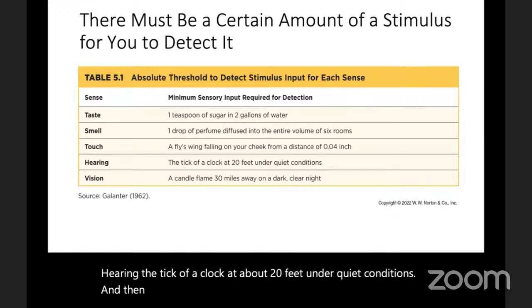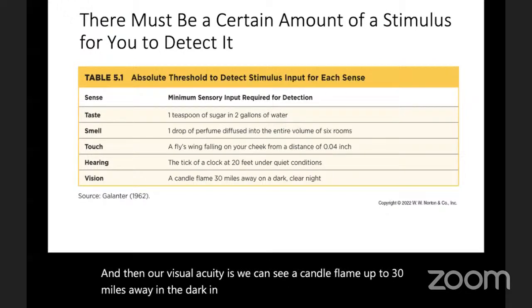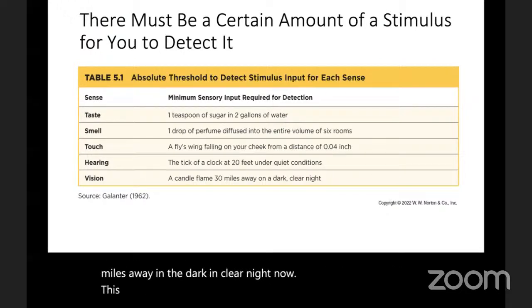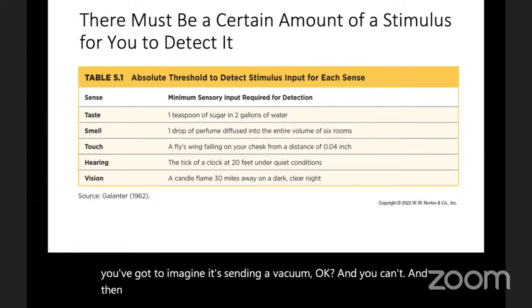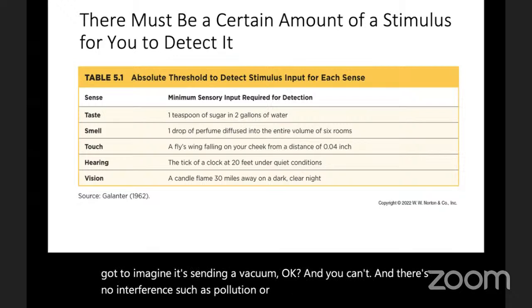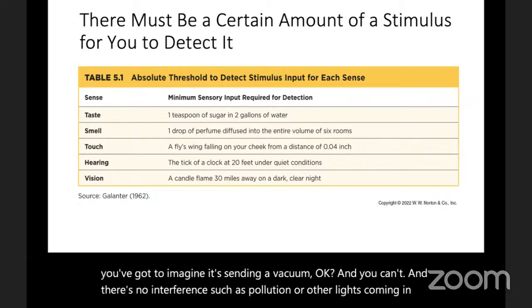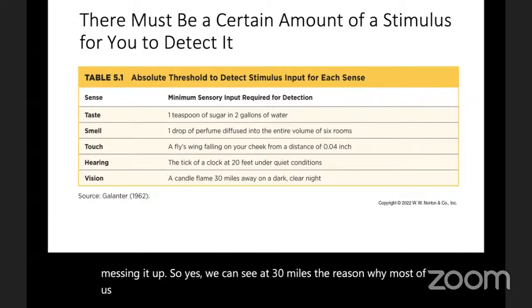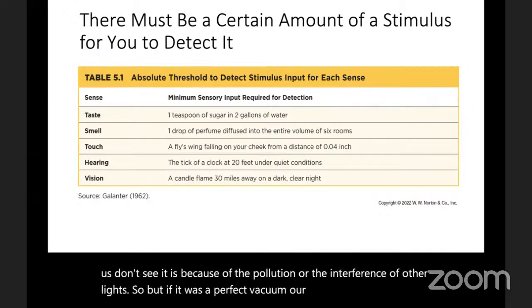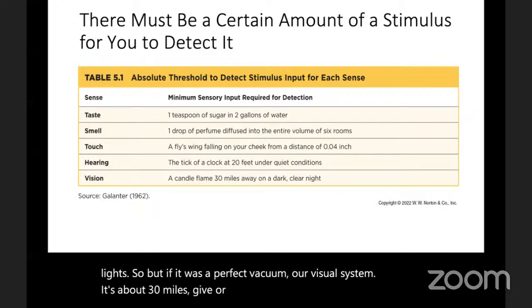And then our visual acuity is we can see a candle flame up to 30 miles away on a dark and clear night. Now, the way you need to think about this 30-mile thing is you have to imagine it's in a vacuum, okay, and there's no interference such as pollution or other lights coming in and messing it up. So yes, we can see at 30 miles. The reason why most of us don't see it is because of the pollution or the interference of other lights. But if it was a perfect vacuum, our visual system is about 30 miles, give or take a few.